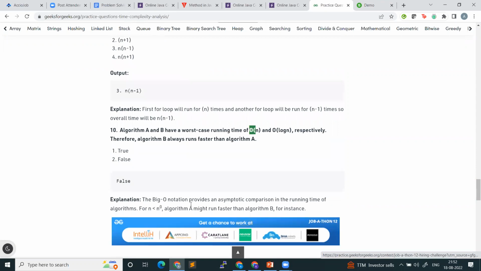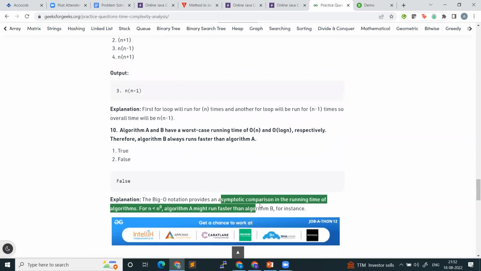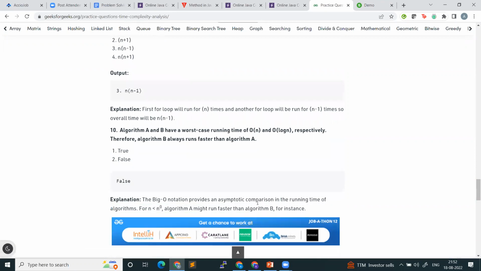देखो क्या लिखा है. The big O notation provides asymptotic comparison. That is, we are looking at large values of n. So for some value of n that is lesser than n naught, algorithm A might run faster than B. Okay, for small values of n, n might prove to be faster than log n. But as I increase the value of n, right? Now see, the people who are comfortable with graphs will be able to relate better, right? At small values of n, right?